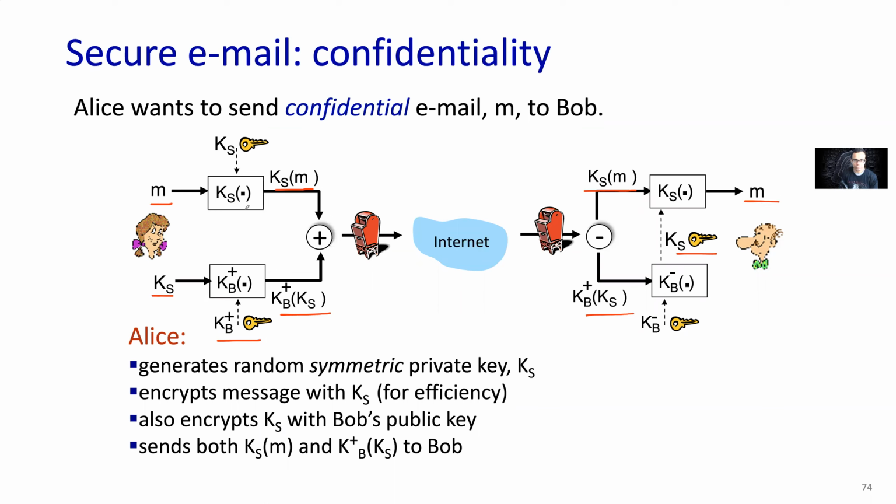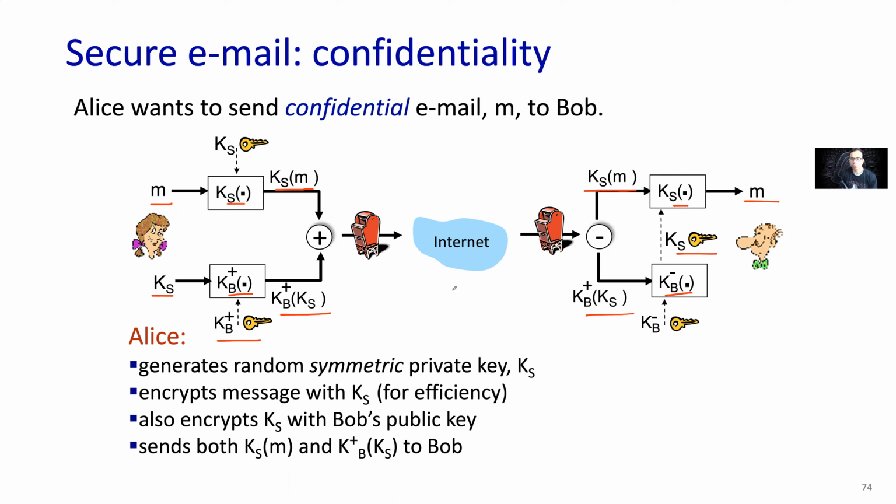Now, mind you, the assumption here is that the specific algorithms are known, right? So Alice and Bob know they're using a specific implementation of public key, a specific implementation of symmetric key, right? So all of that is known.